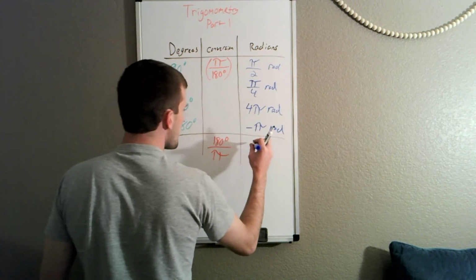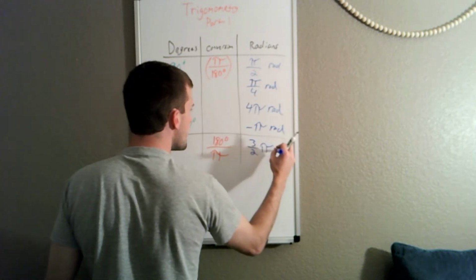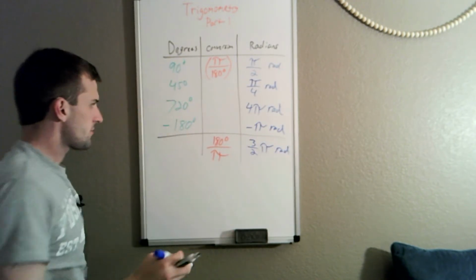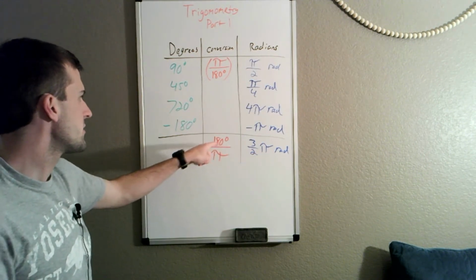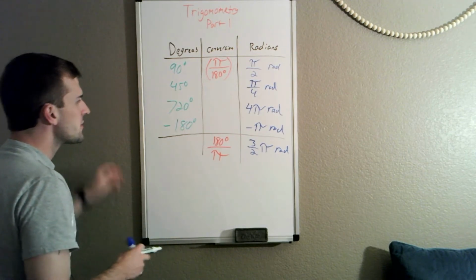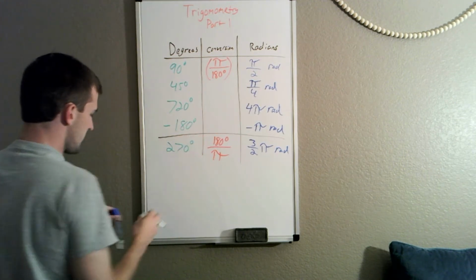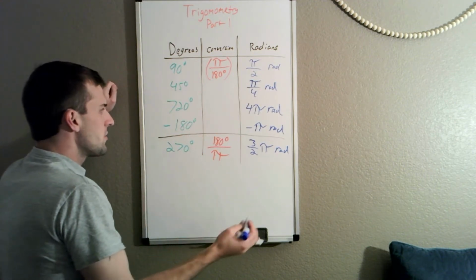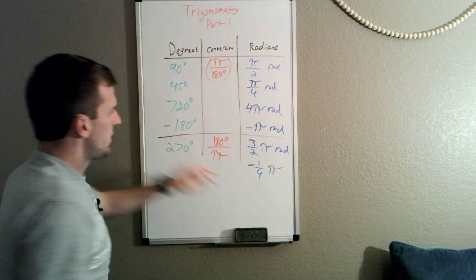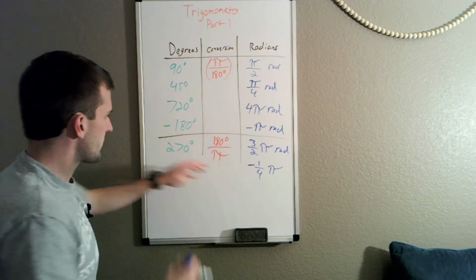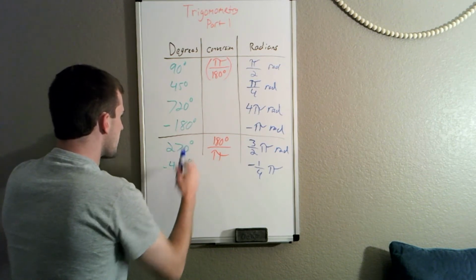So now let's say we have 3 over 2 pi radians. So the pi's will cancel and we'll be left with 3 halves times 180 degrees. 3 halves times 180 degrees is going to be 270 degrees. And we can do other values. Let's try negative 1/4 pi. Again, negative 1/4, just multiply by the conversion. And we're going to be left with negative 45 degrees.